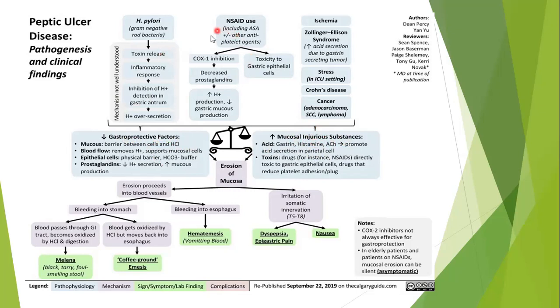So in terms of the pathogenesis, what really causes the disease, as was discussed in class, it can be that there's an infection with H. pylori, which is a gram-negative bacteria. Remember, we had talked about this gram-negative bacteria embedding itself into the mucosa using its flagella, and once it is there, it will secrete urease that will protect it from the low pH of the stomach. And then it begins to produce cytokines. This is what this diagram indicates as toxin release. These cytokines will stimulate an inflammatory response. That inflammatory response inhibits the detection of protons in the gastric antrum, leading to overproduction of acids.